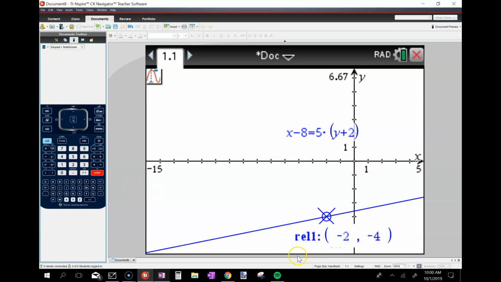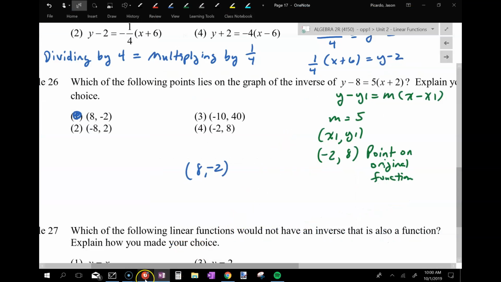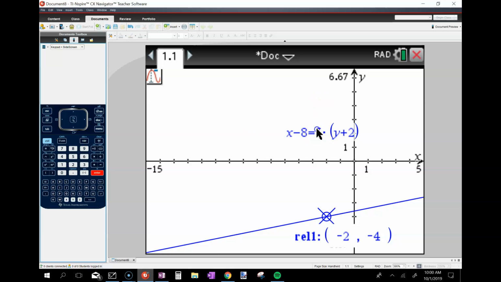So Trinity's question's excellent, right? What are some of my bailouts? What can I do when I don't remember the equation or the formula? And that's a great way to do it. Go ahead, Johnny. You're going to ask me a question. I didn't put the original function. I put x minus 8 equals 5 times y plus 2, right? I swapped them.